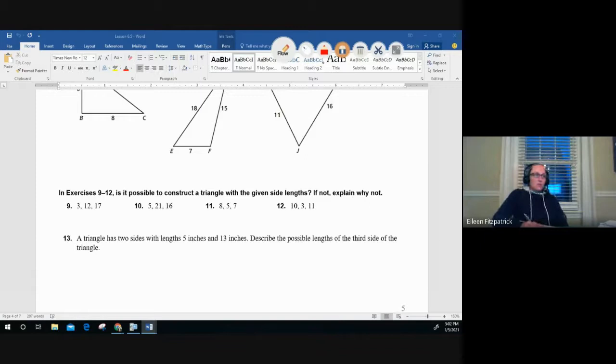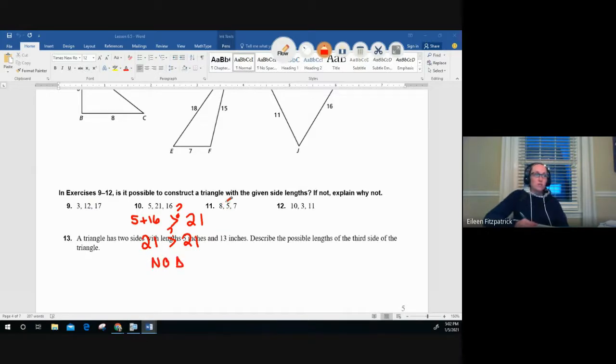Now I'll do the other one a little bit more formally. So the smaller two sides, 5 plus 16, have to be greater. I'll put a greater than with a question mark over top of it, 21. All right. So 5 plus 16 is 21. Is 21 greater than 21? It's not, so no triangle.